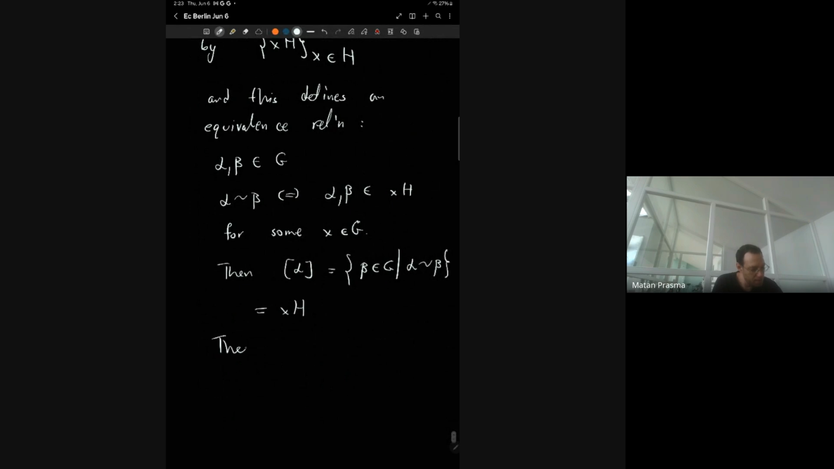Then G modulo. Remember, when we talked about equivalence relations, we talked about the quotient of a set by an equivalence relation. This, by definition, is the set of all equivalence classes. But in our case, it's simply the set of all cosets.